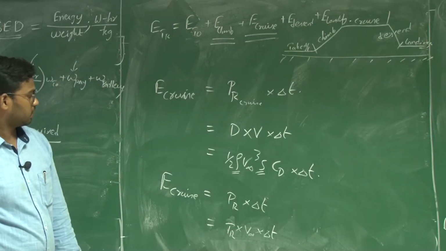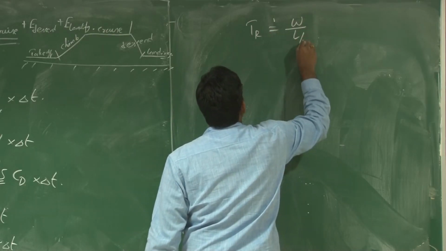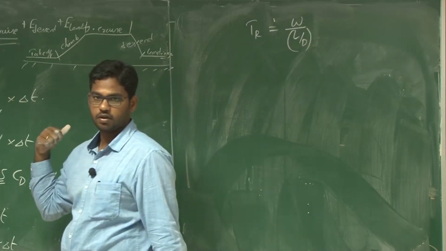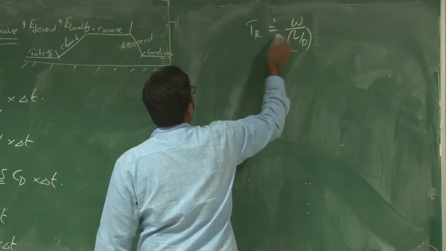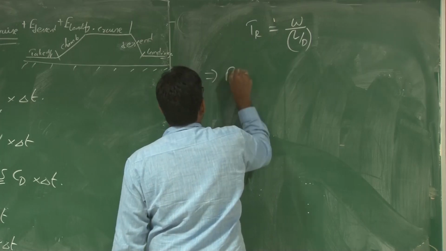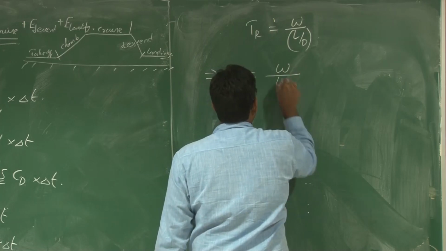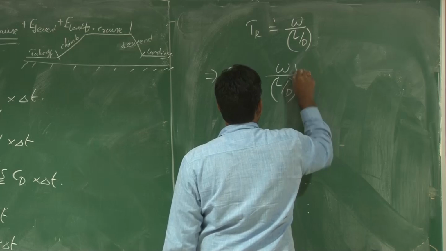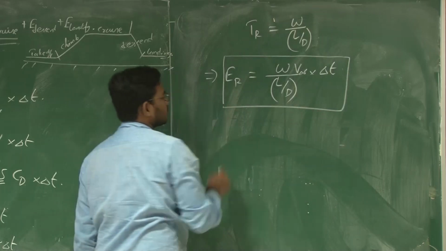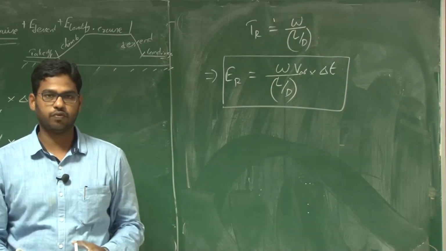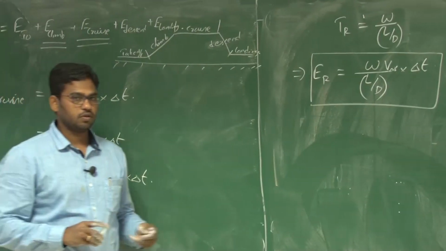So what is thrust required? Thrust required is W by L by D. If you refer to our previous lectures, you will find that T is equal to D and L is equal to W for cruise. Now if you substitute that in the energy required equation, it is W by L by D into V infinity into delta T. So all you need to know is the L by D of the flight. Usually it will range from 10 to 15 for a normal UAV.